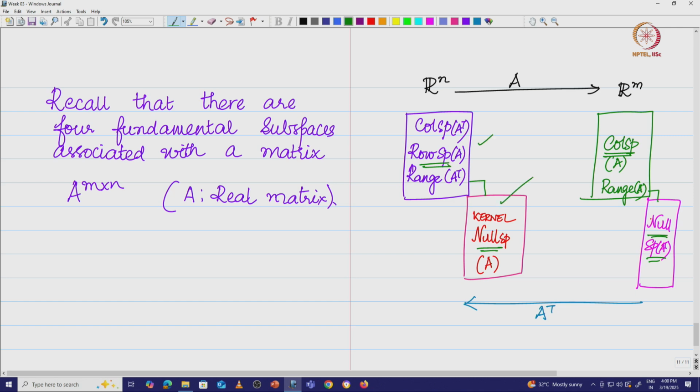We will quickly prove this result, where we will take this one and this one and prove that they are orthogonal complements of each other. It is easy to prove. So, let us quickly prove that the null space of A and the column space of A transpose, or row space of A, are orthogonal to each other. So, we are going to do that.